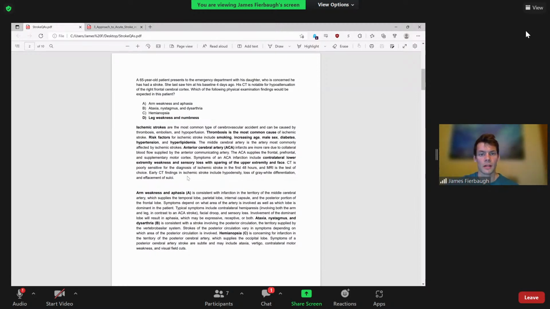Okay, in this scenario, we have a 55-year-old woman with a history of diabetes and hypertension coming in with left arm weakness approximately 2 hours before arrival. On exam, she has a left pronator.